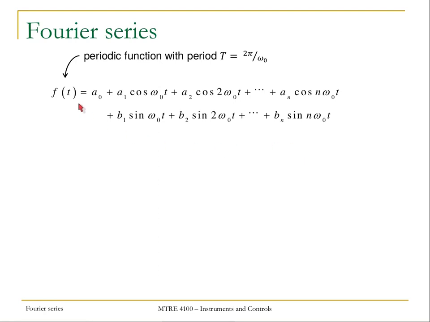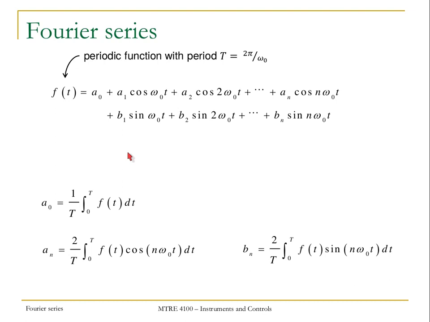Here we have a periodic function, which is our signal, and it has a period T, which gives us 2 pi over omega naught. So omega naught would be our base frequency. And we can represent this as an infinite sum, where we have a constant term, a0, and then an infinite sum of cosine functions, where they have magnitudes a1, a2, all the way up to an, and frequencies omega naught, 2 omega naught, all the way up to n times omega naught. Adding to that, we have an infinite sum of sine functions, where they have magnitudes b1, b2 through bn, and frequencies omega naught, 2 times omega naught, all the way up to n times omega naught.